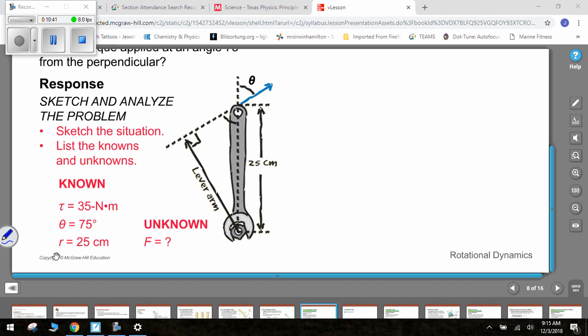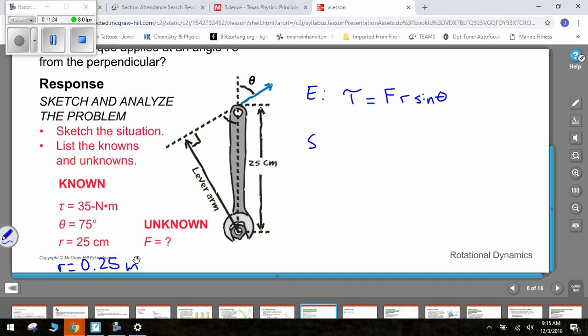So if I have 25 cents and I wrote it as dollars, it would look like R is equal to 0.25, right? Same thing for meters. This is 25 hundredths of a meter. All right, so our unknown is the force. What equation can we use? That's right. Tau equals F times R sine theta.